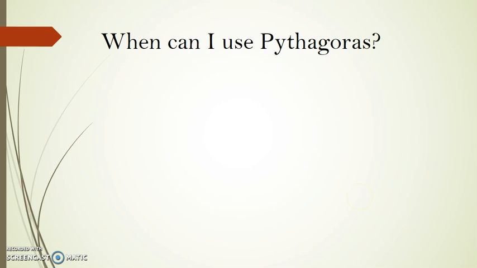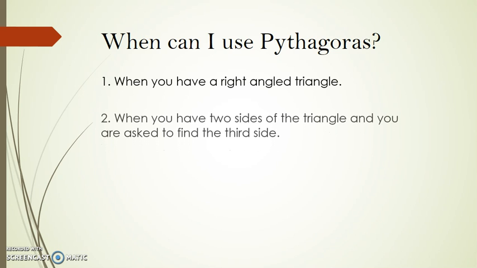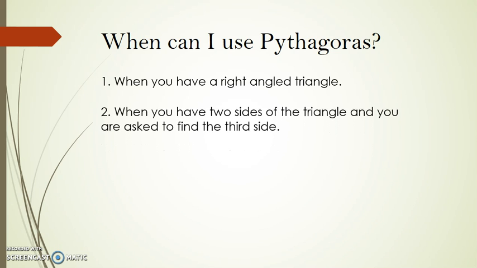So when can I use Pythagoras? Okay, first and foremost, it must be a right-angled triangle. You must be given a right-angled triangle. The second thing you need to use Pythagoras, you need to have two sides of the triangle, and then you'll be asked to find the third side.